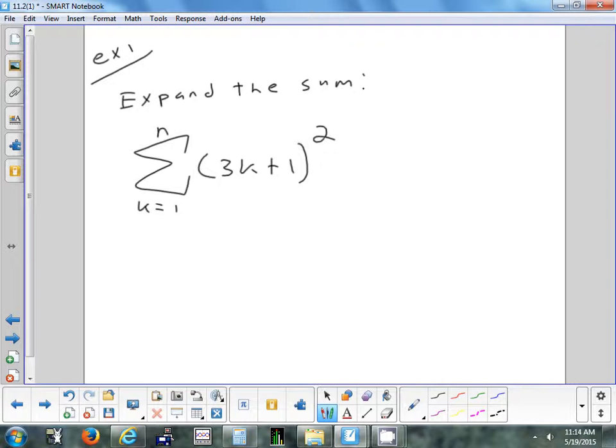Okay, so let's start with k equals 1. Andy, what's 3 times 1? 3. Plus 1? 4. Squared? 16. Plus. Okay, Cole, next number, we started with k equals 1. Now we're going to let k equal 2. Plug in 2. 3 times 2 is 6. 6 plus 1, 7 squared, 49.